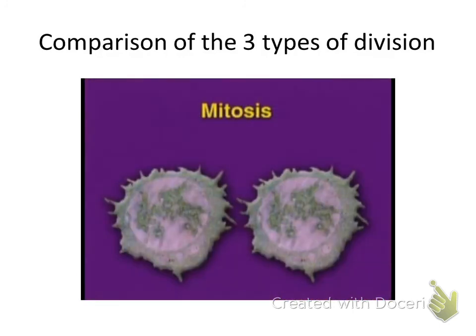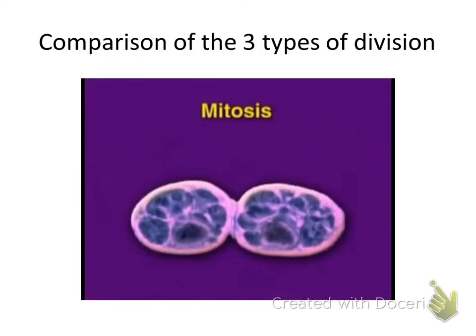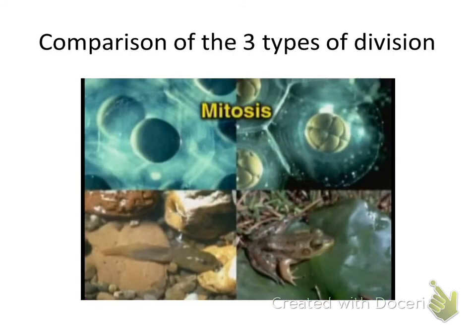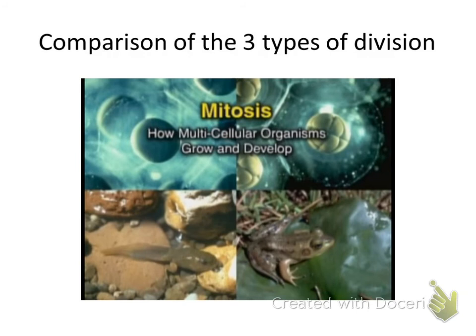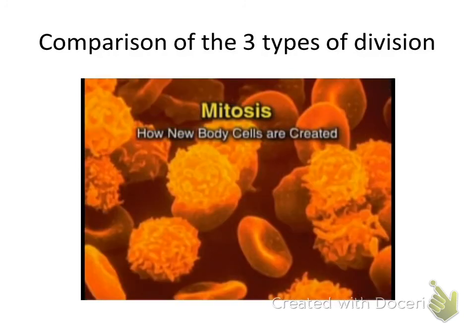Now that we've looked at the three types of cell division, let's return to mitosis. Mitosis is how single-celled eukaryotic organisms, like the tiny paramecium shown here, reproduce themselves. Mitosis is also how multicellular organisms grow and develop, from a single-celled fertilized egg into an adult made up of many cells. And mitosis is how new body cells are created, body cells like the red and white blood cells shown here. In multicellular organisms, new body cells are constantly being produced. These new cells replace damaged and worn-out cells and respond to inflammation and infection.